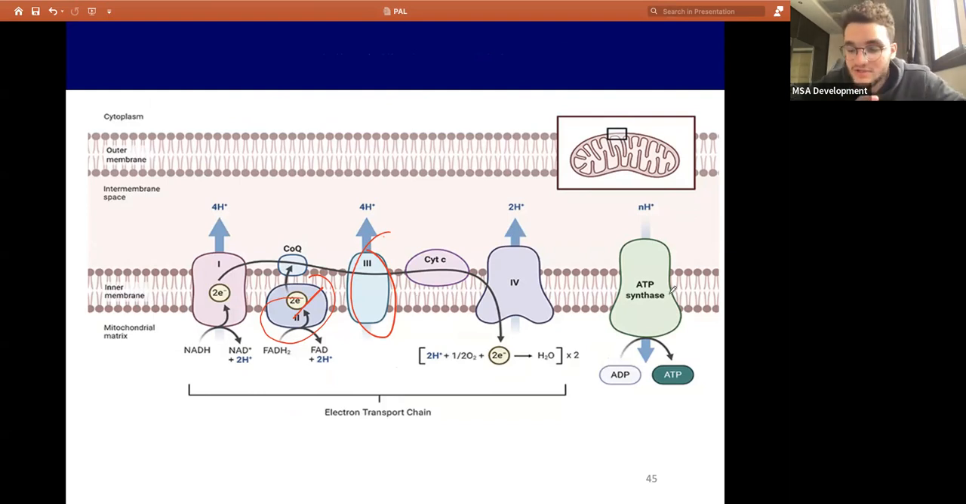Okay, so the complexes that do not pump protons are complex number 2, coenzyme Q, and cytochrome C. The only ones that do pump are 1, 3, and 4. And why is that important? Because FADH2 only goes to complex 2, and it doesn't go to 1. So it goes to complex 2, then coenzyme Q, then 3, then cytochrome C, and then 4. That is the answer to your question. Complex 2, coenzyme Q, and cytochrome C do not pump protons.